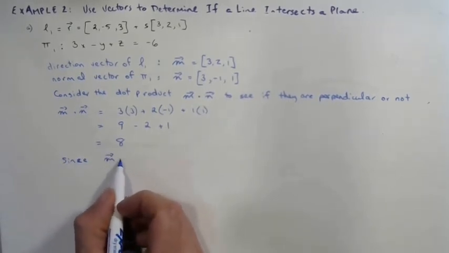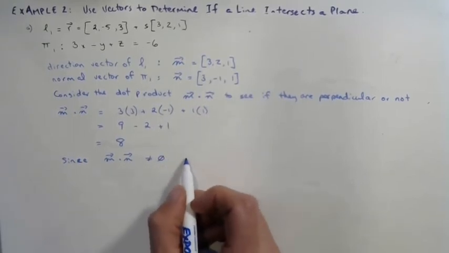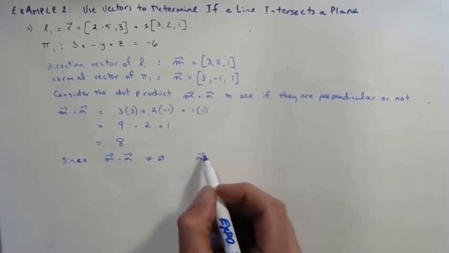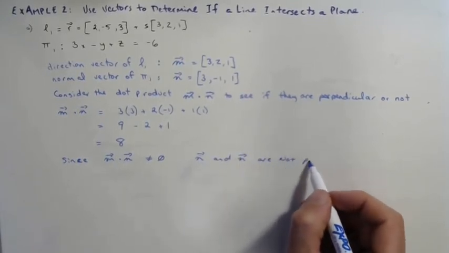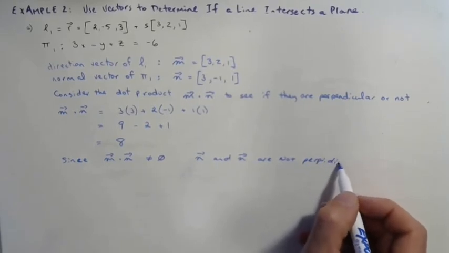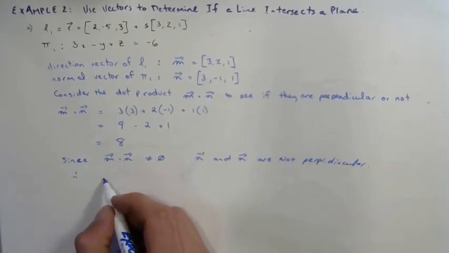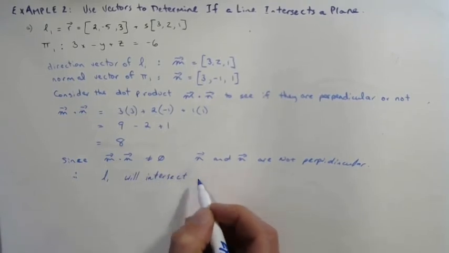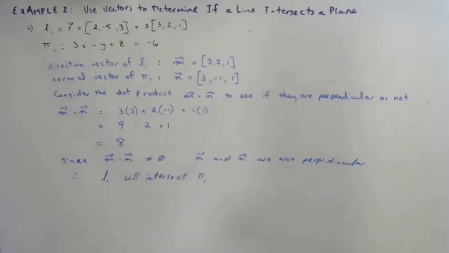Since m dot n does not equal 0, m and n are not perpendicular. Therefore, line 1 will intersect plane 1. Okay, we do not need to say where they intersect. We just need to know, since they're not parallel, they must intersect.